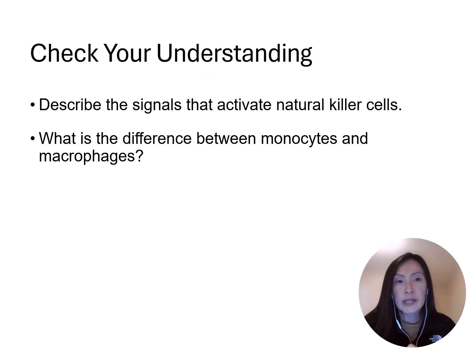This first checkpoint asks, describe the signals that activate natural killer cells. So natural killer cells become activated when inhibitory self signals are missing. So they have reduced or absent MHC1 on the target cells that are seen in virus-infected or cancer cells. So the loss of the MHC removes that "don't kill me" signal.